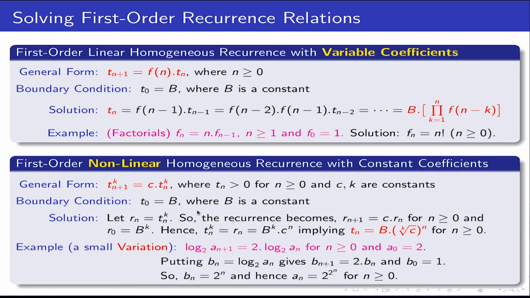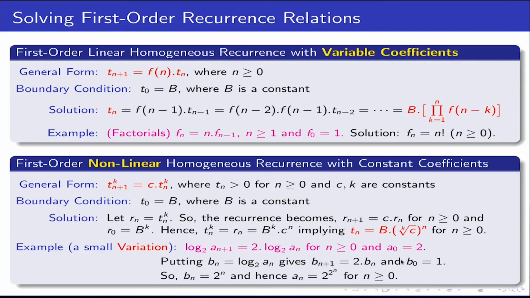Instead of this t to the power k, a simple variant, let us take as an example. It may be a log function as well, log an plus 1 equal to this. So let us take this as log a, bn as this. So now the whole thing will be bn plus 1. Remember, I wrote a subscript n plus 1. It is basically a function with n plus 1 as its argument. So this will be bn plus 1 equal to 2 into bn with b0 equal to 1, because a0 is 2, so log 2 base 2 is 1.